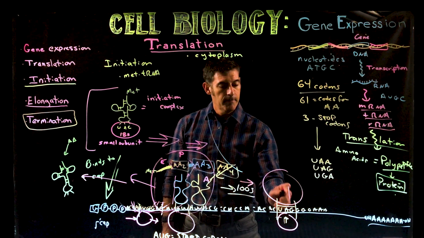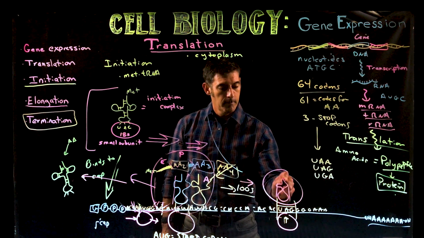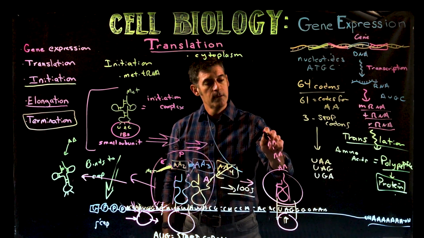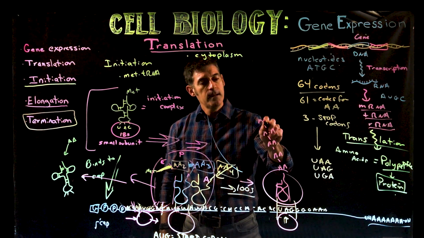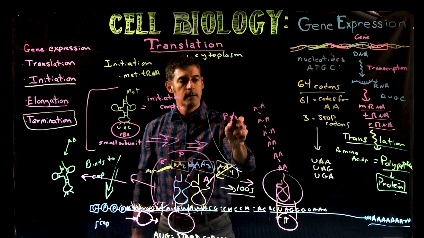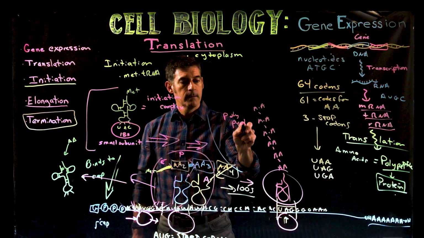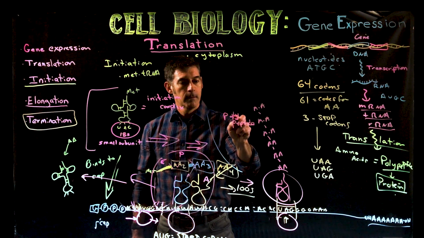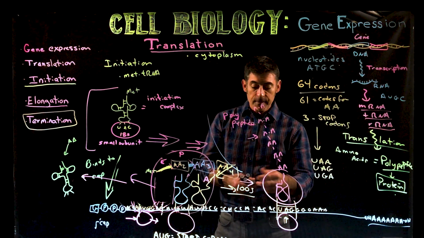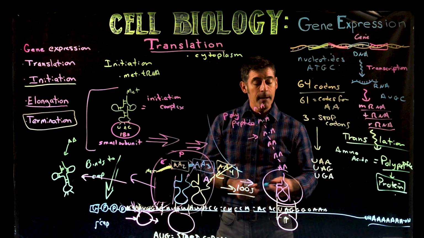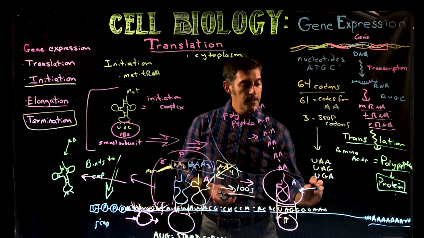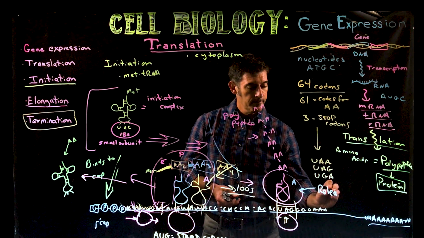You have your polypeptide, so you have lots of amino acids here attached to the transfer RNA in the P site. So it's a very long chain. This is our polypeptide. And now we find the stop codon. So what's going to happen here, instead of a transfer RNA binding into the A site, we're actually going to get something called a release factor.